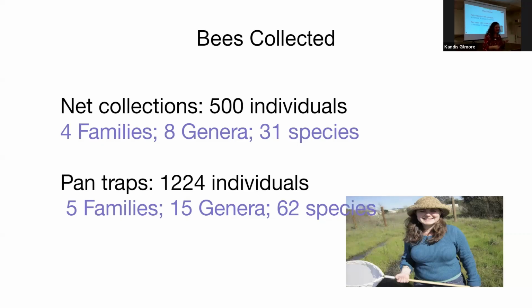these 3 endangered flowers. And pan traps are a little bit more general because they collect whatever's in the area, not necessarily your focal plant. I found 62 different species of bees from our local Santa Rosa area.